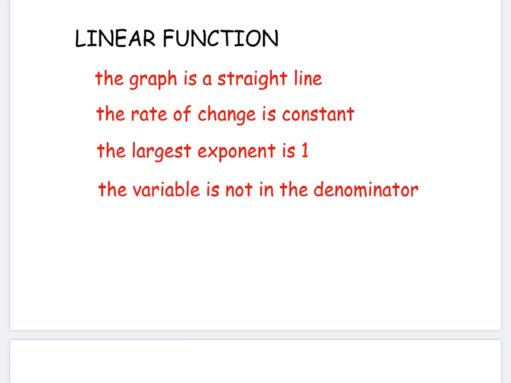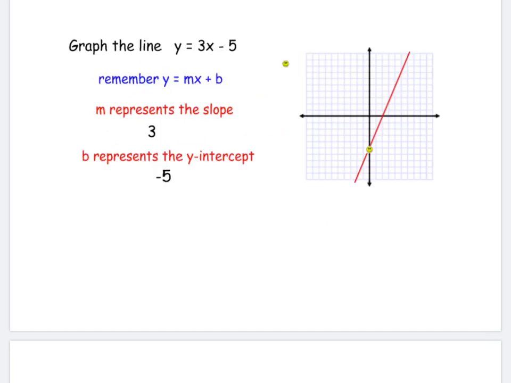So remember, a linear function, when you graph it, is a graph of a straight line. The rate of change, which is another word for the slope, is constant. And if you're looking at the equations, the largest exponent is 1, and a variable is not in the denominator of a fraction if you have any.